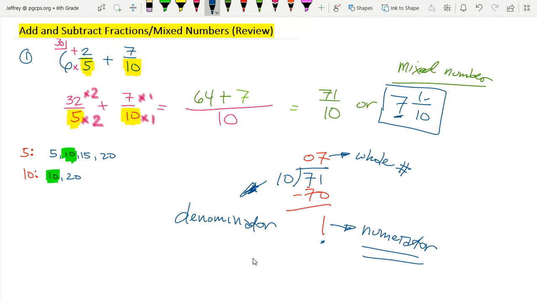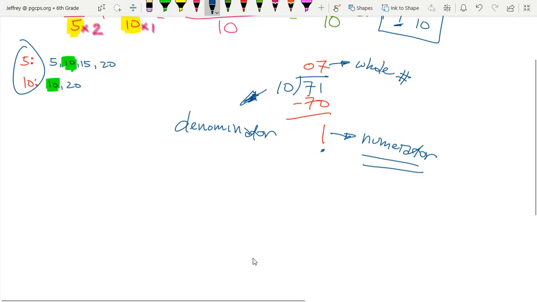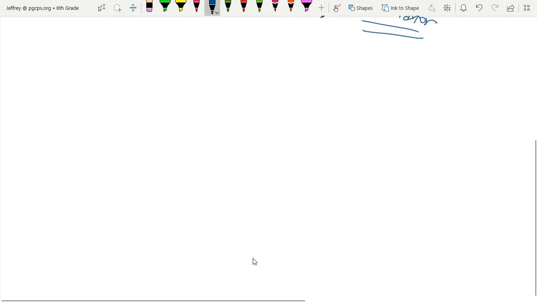Easy, right? Now, make sure you memorize your multiplication facts if you have a hard time finding the least common multiples or the least common denominator. Let's do number 2. Now, for number 2, what if we have a subtraction problem? So 5 and 4/7 minus 3 and 2/3.